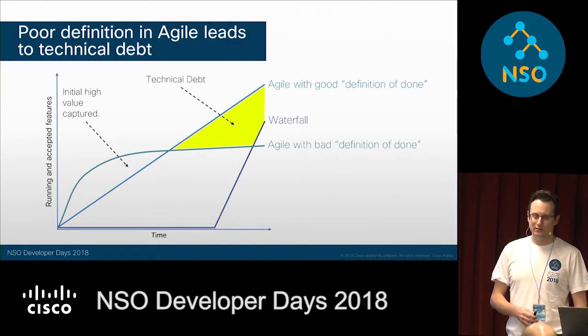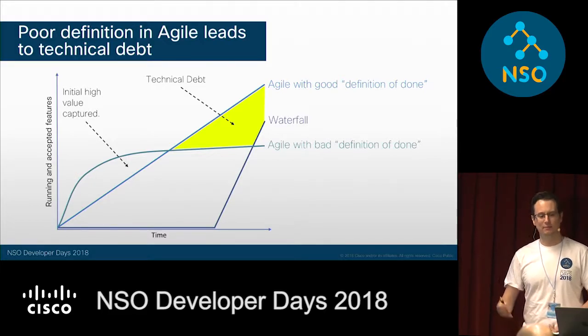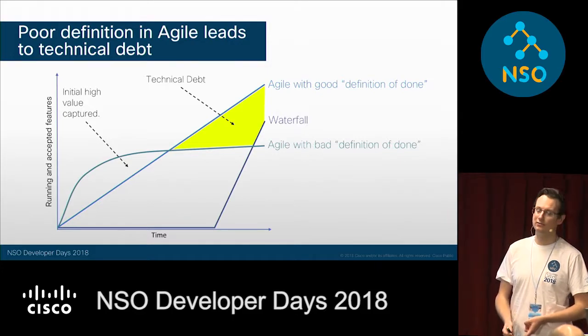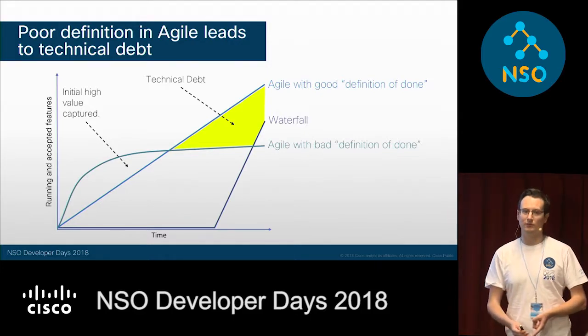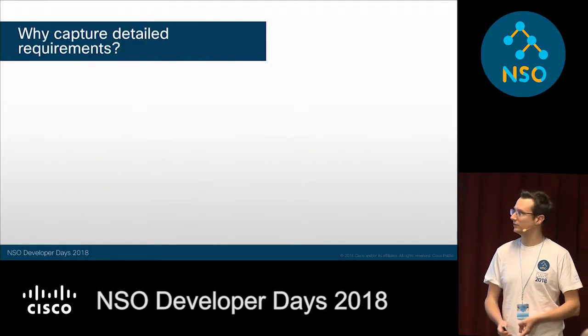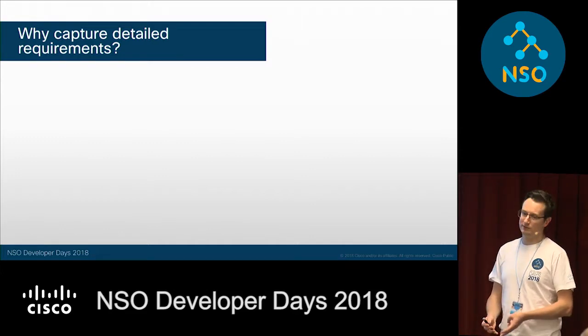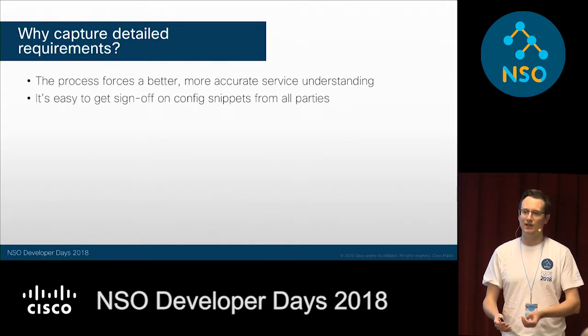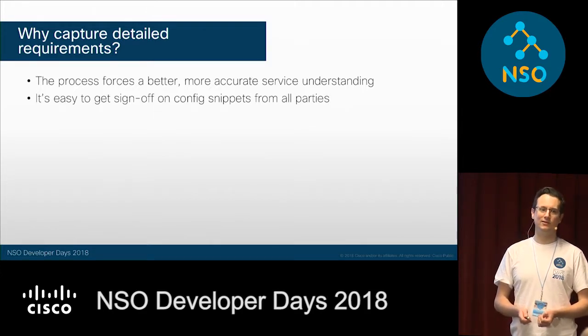So, why capture detailed requirements for Agile? It gives you a better understanding. It's going to help you get sign-off from the networking team. When you want to go live, you give them your requirements to say this is what we're doing. At least you get your naming standards in one place, right? A number of customers that I've worked with say, oh yeah, we have these naming standards. Okay, where are they? Oh, 15 different documents. Go find them.